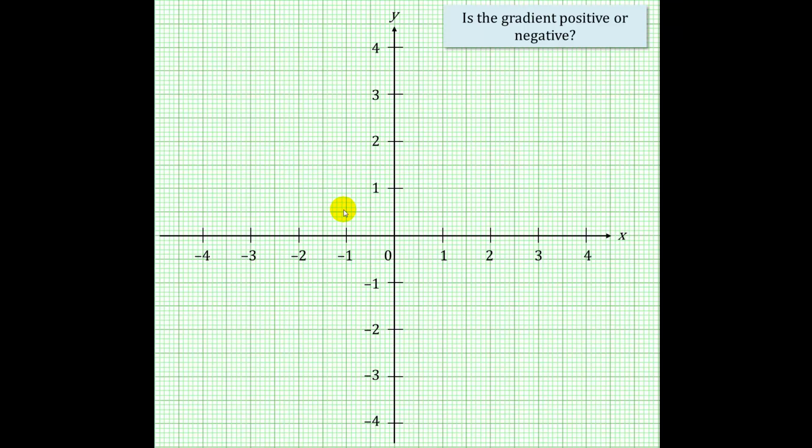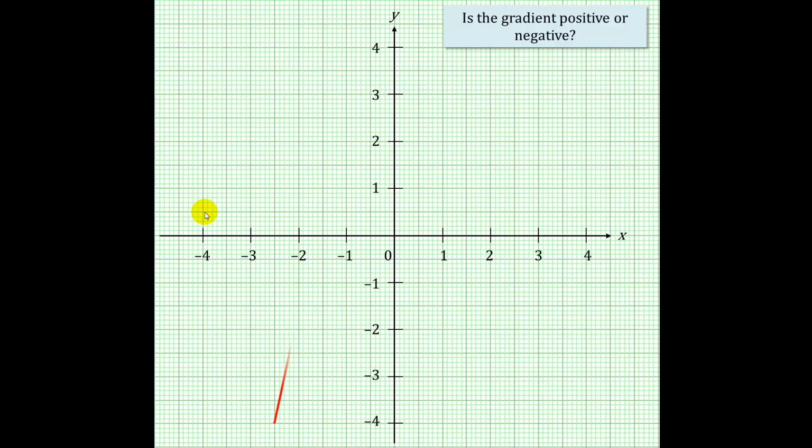Are the following gradients positive or negative? Yes, it is positive. Now, how do you remember this? Now, if it is going up from left to right, then it is positive. What about this line here? Yes, it is negative, since it is going down from left to right.